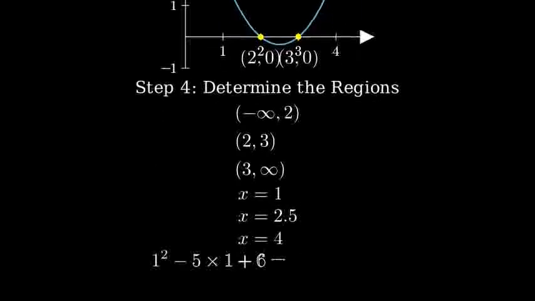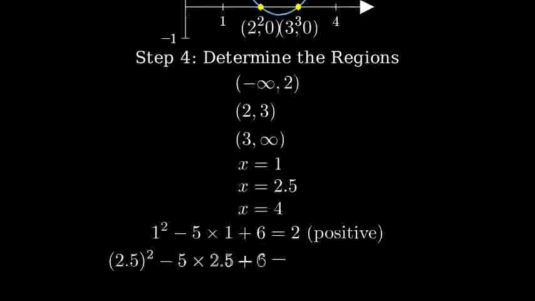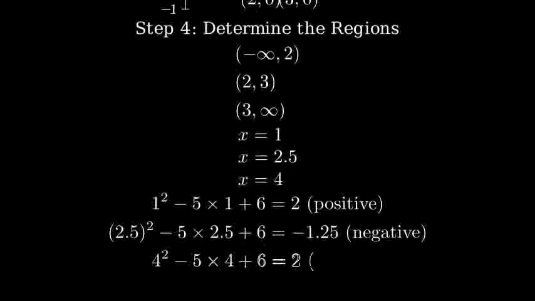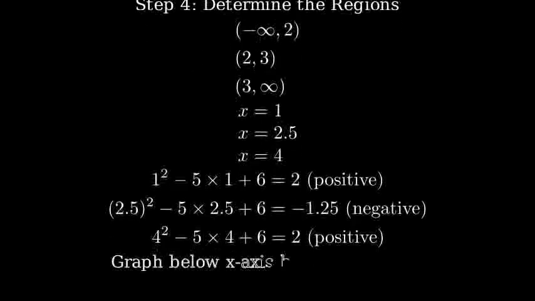Step 5. Interpret the solution based on the inequality, finding x squared minus 5x plus 6 less than 0 between the roots. 2 and 3 are open endpoints for less than, so the solution is 2 to 3.